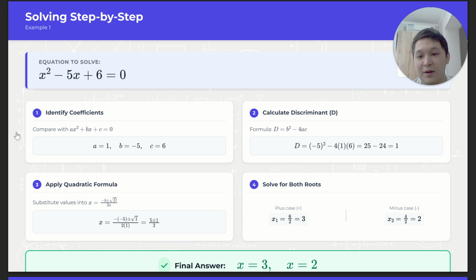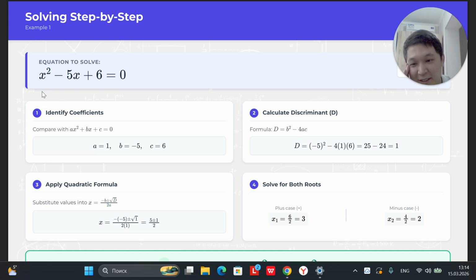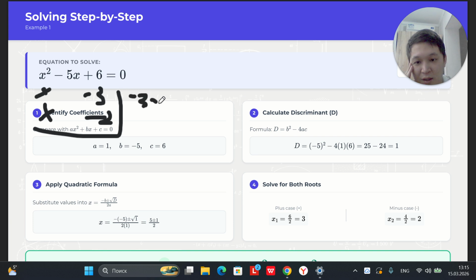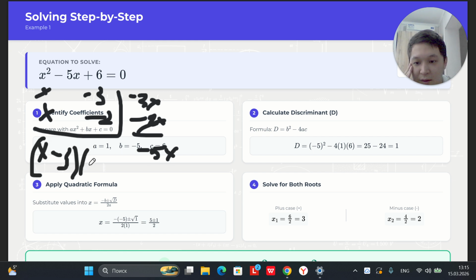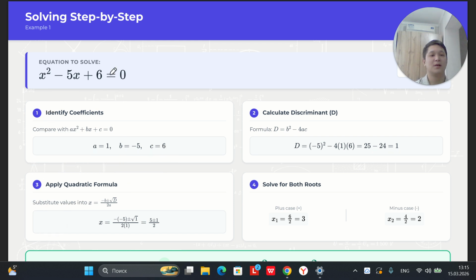Oh, sorry guys. It's 3 and 2. Yeah, here minus minus. So in the result we have -3x - 2x, so it's -5x. So (x - 3)(x - 2) = 0. In that case it's easier to use the factorization method, but with the quadratic formula you can solve almost every equation.